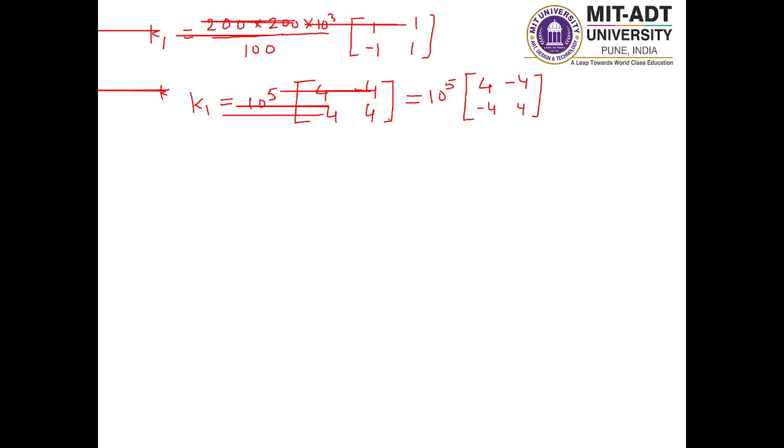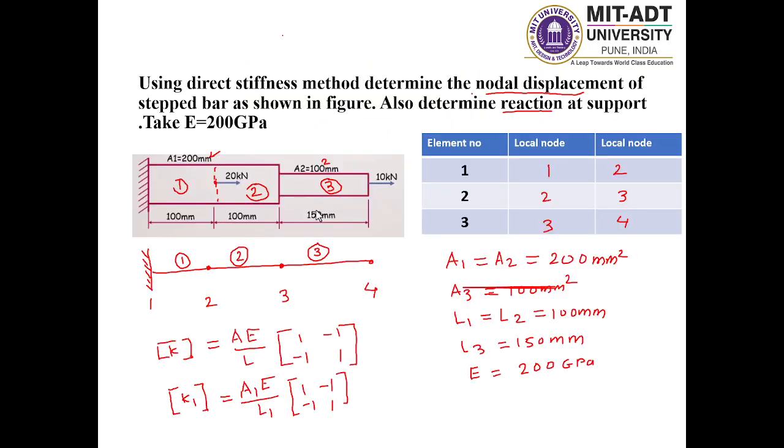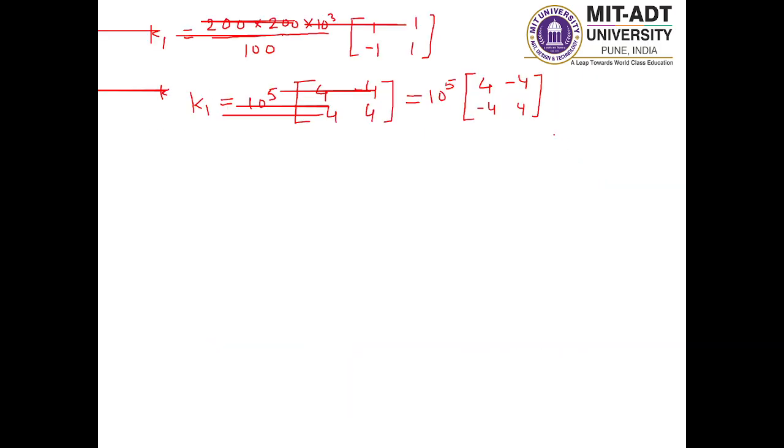Now as you know, K1, which is element number 1, is in between node 1 and node 2. That's why I have to write here column 1 and column 2. Likewise I have to write row 1 and row 2. So this element is at the 1 1 position. While defining the global stiffness matrix, I will combine this element and place it at its position. Likewise, I will define the K2 matrix.